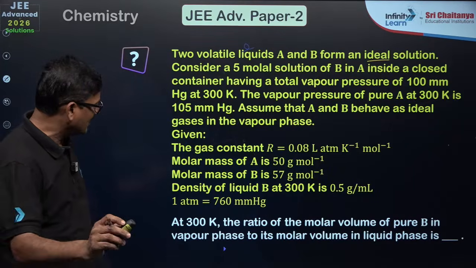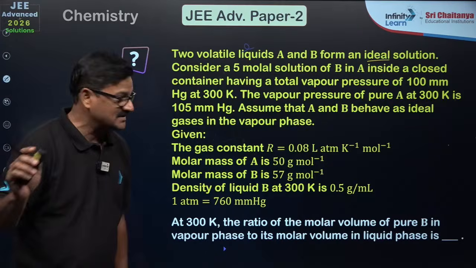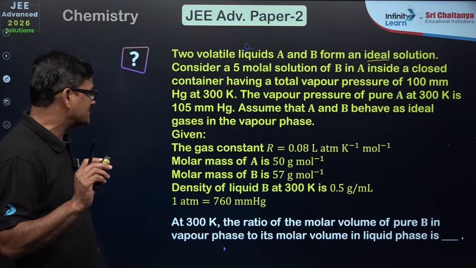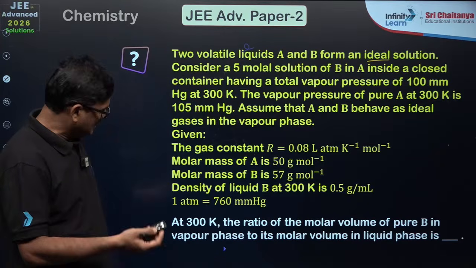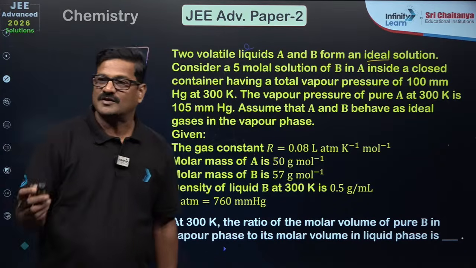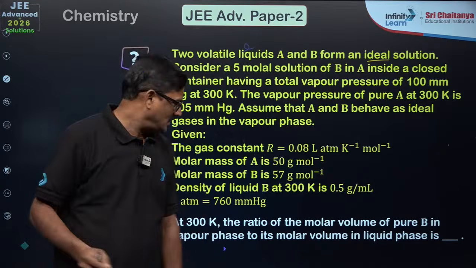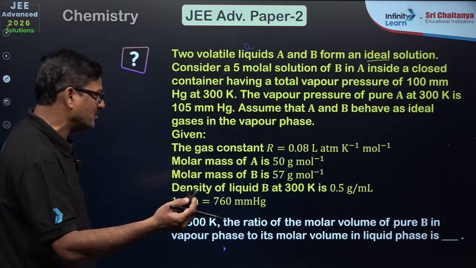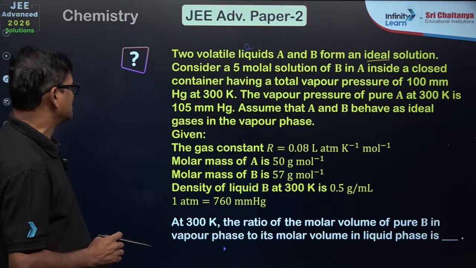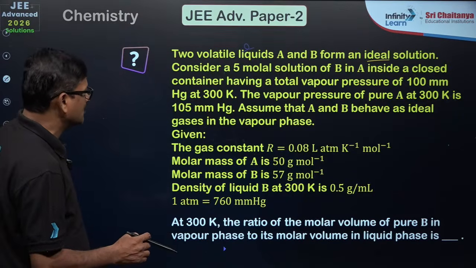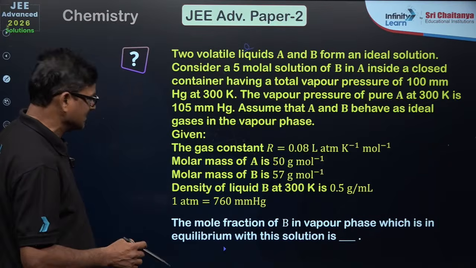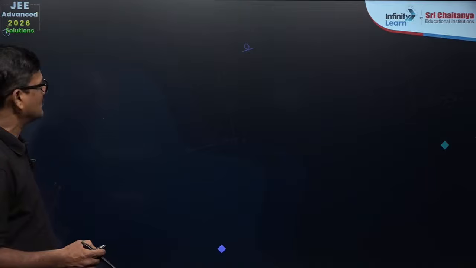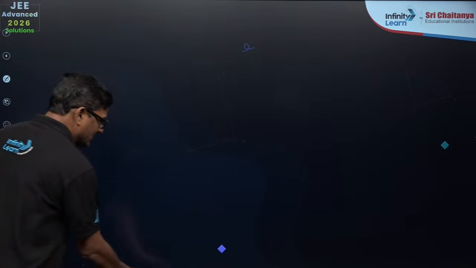Given the R value, molecular mass of A is 50, molecular mass of B is 60, the density of liquid B is given, and the conversion factor for 1 atm is also given. And at 300 Kelvin, the ratio of the molar volume of pure B is the second part of the question, and we have to solve this as well as the first part. I will solve in one shot, and you will get it.